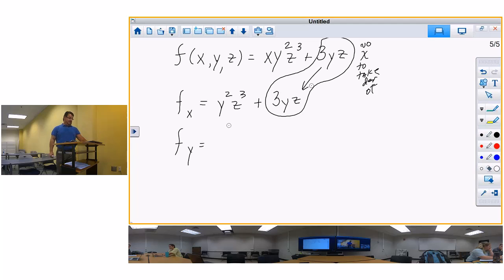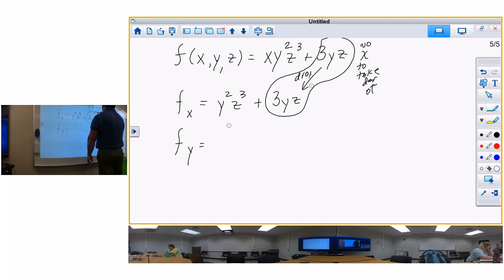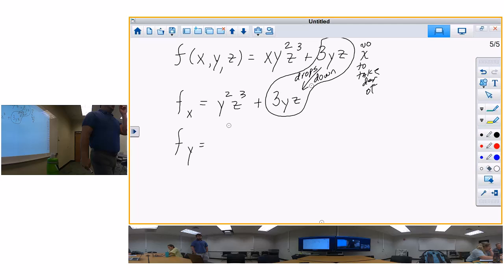For f of x. No, I'm not on f of x now. I'm doing f of y. Last class, I wrote down plus 0, like we did plus 3y as a constant. I should have wrote down no x, therefore it's 3y. Yeah, I meant it drops down. I shouldn't have wrote 0 there. I'm sorry. Drops down.